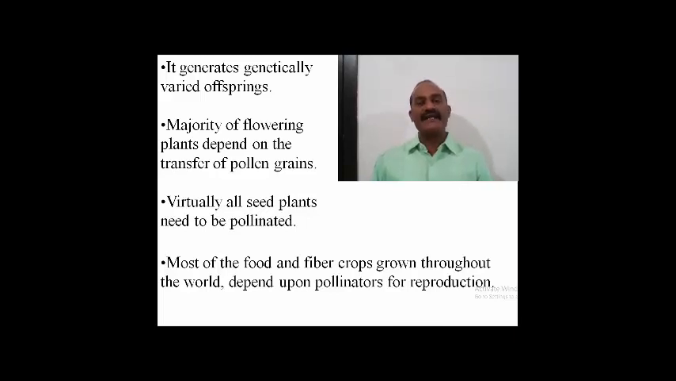The majority of flowering plants depend upon the transfer of pollen grain, because we know the variations form the basis of organic evolution. So obviously this is the method where there are more chances of variation and more chances of evolution. Virtually all the seed plants are required to be pollinated. Compulsorily they require pollination. Most of the food and fiber crops grown throughout the world depend upon pollinators for their successful sexual reproduction.